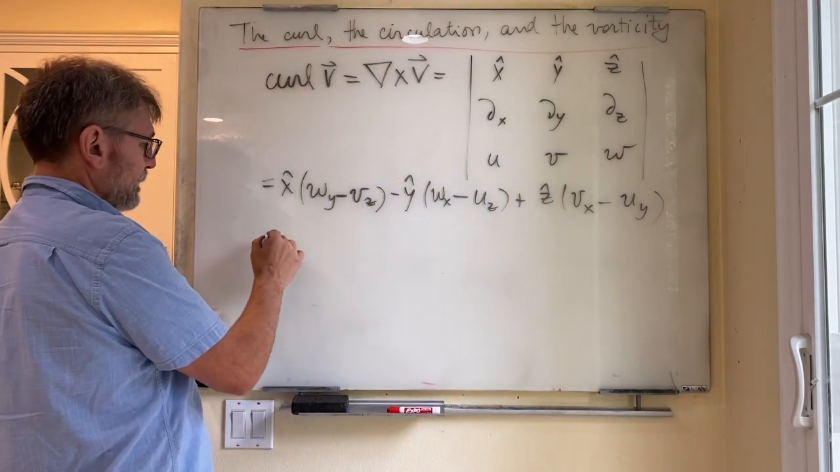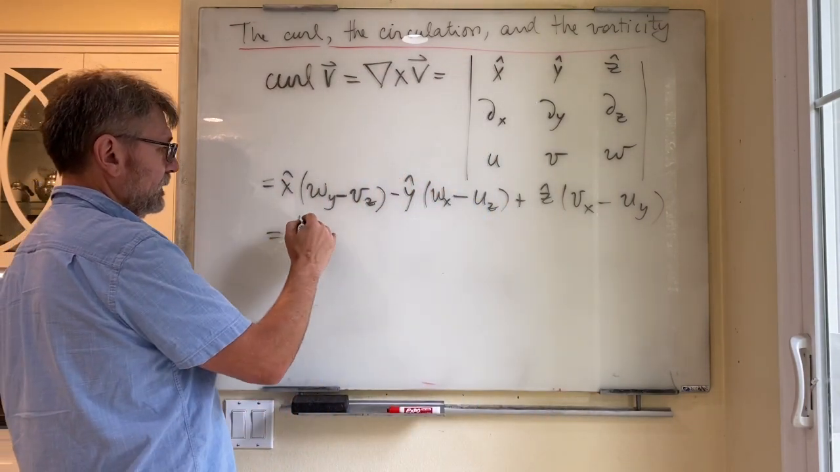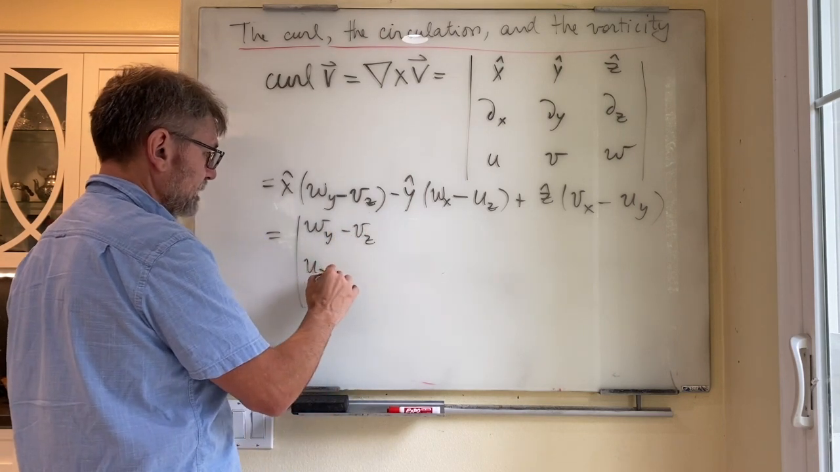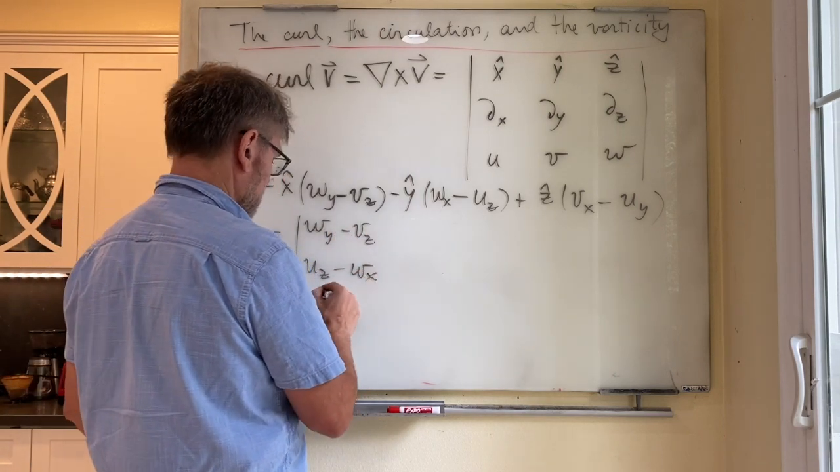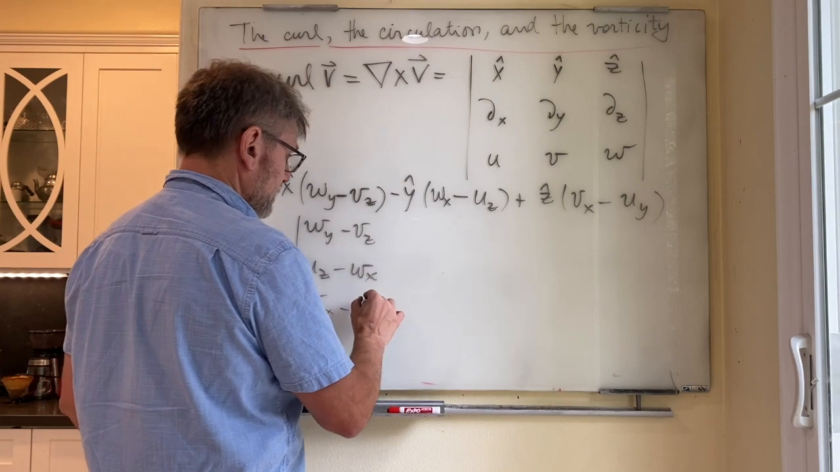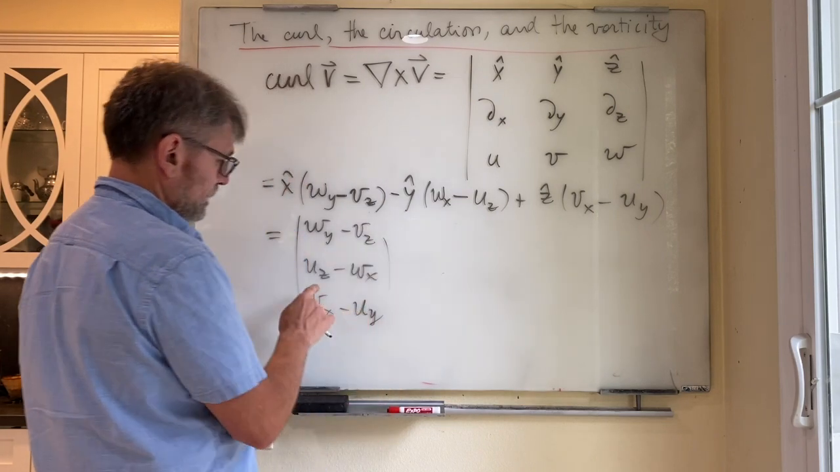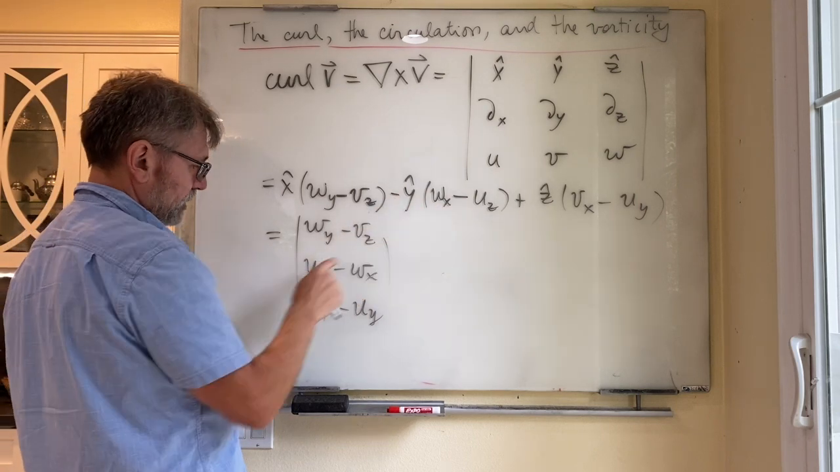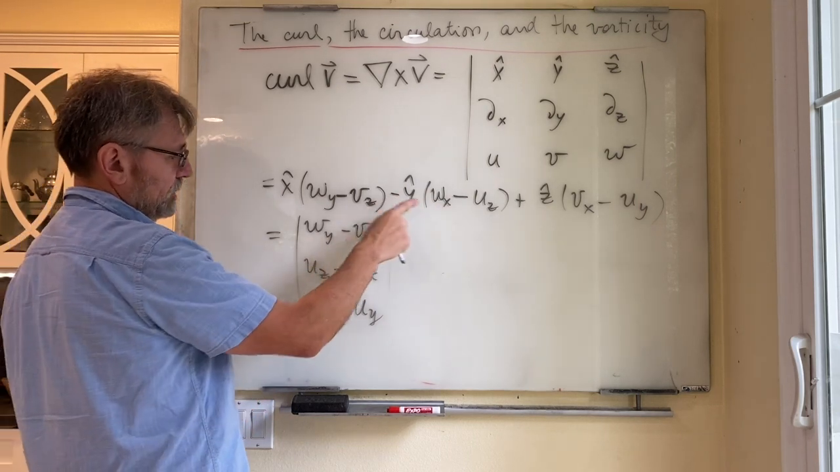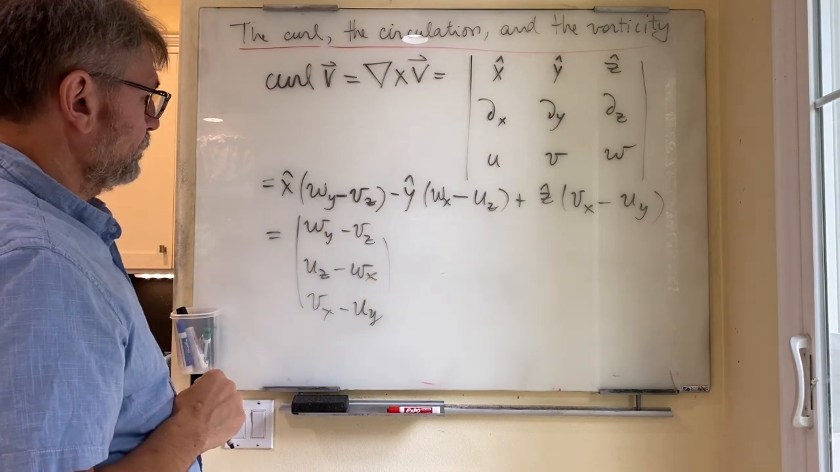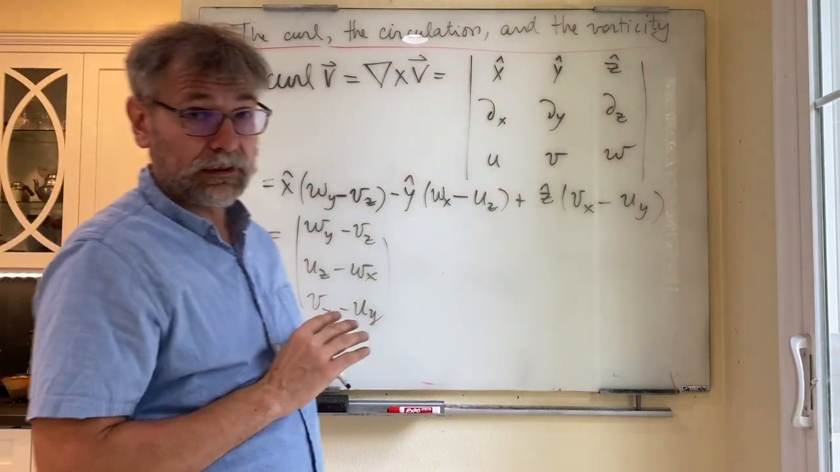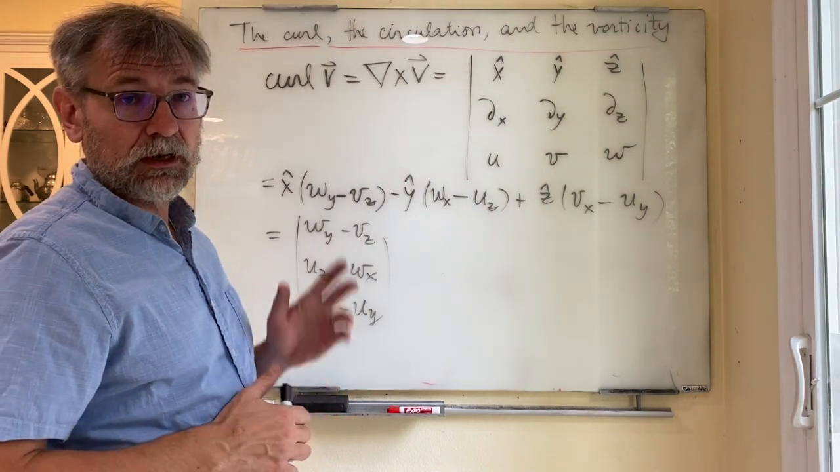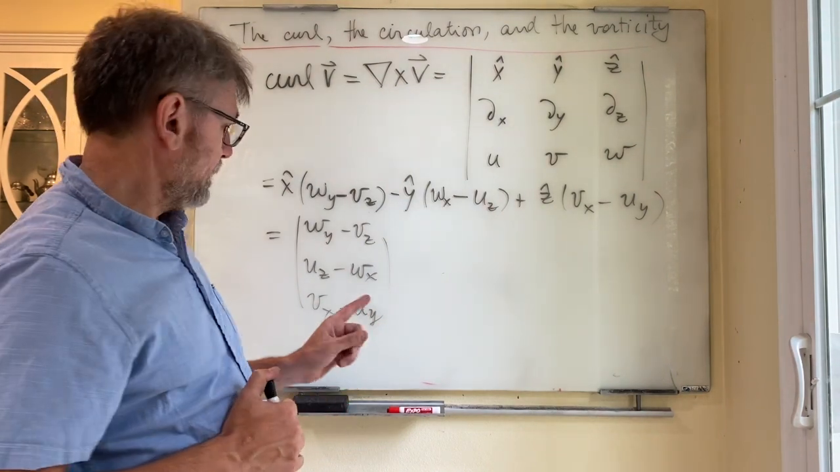And this can then be written as a column vector in Cartesian coordinates as dw dy minus dv dz, du dz minus dw dx, and dv dx minus du dy. And notice that I interchange the order of these two because of the minus. So minus makes it a plus. Okay, so that is what computationally the Cartesian components are of the curl of a vector field.